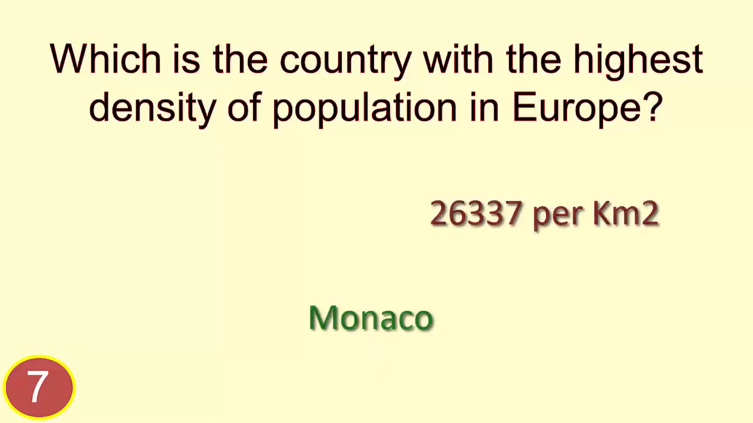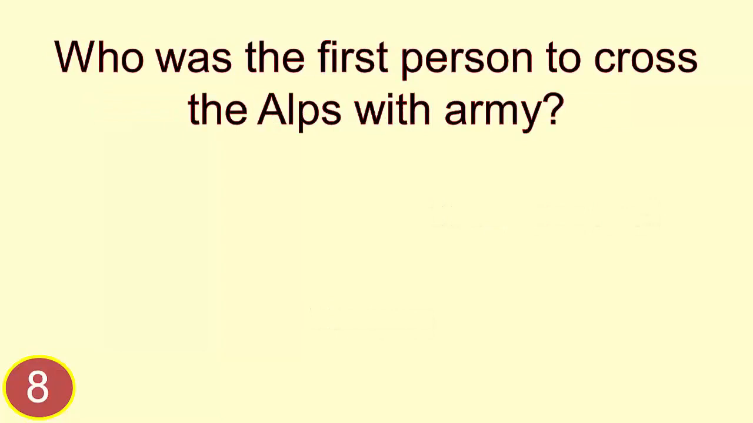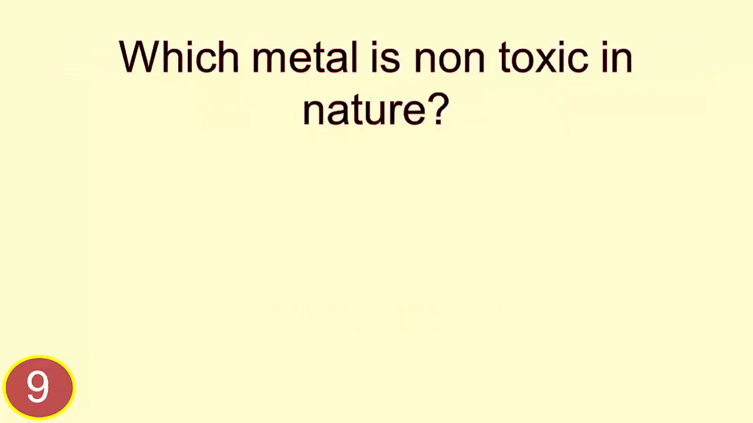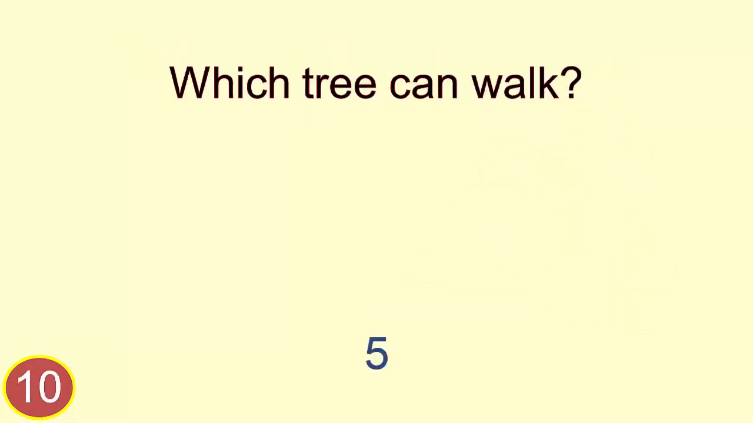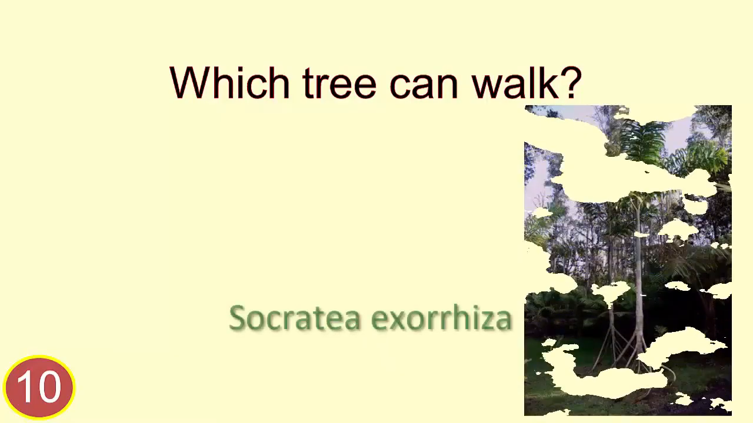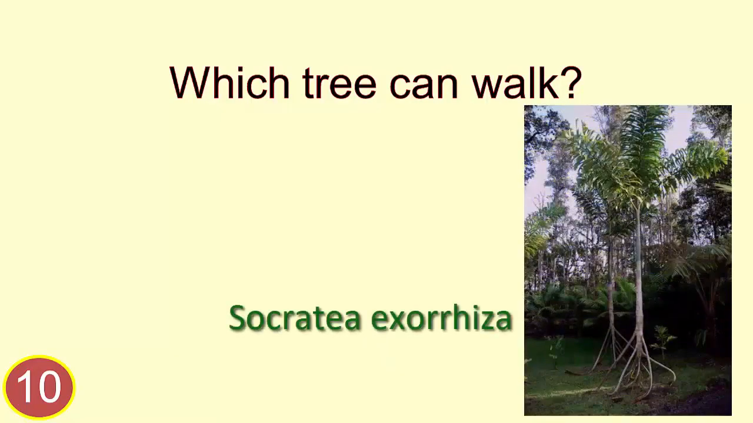Answer is Monaco. Who was the first person to cross the Alps with an army? Answer is General Hannibal. Which metal is non-toxic in nature? Answer is gold. Which tree can walk? Answer is Socratea exorrhiza. It is a palm native to the rainforest in tropical Central and South America.